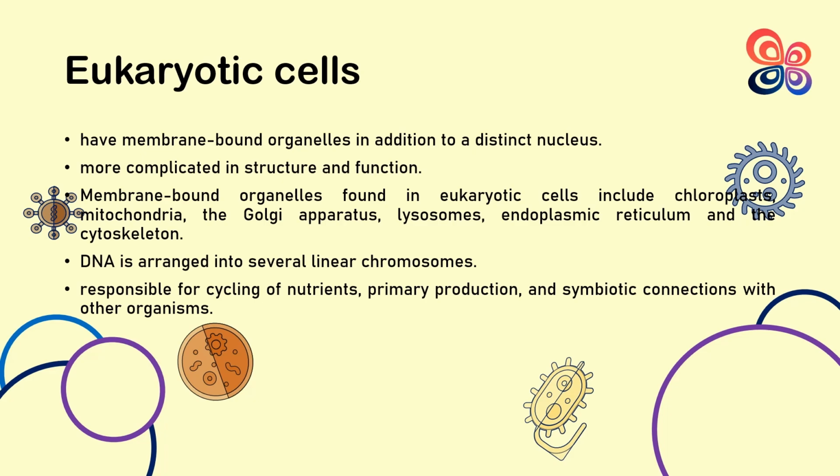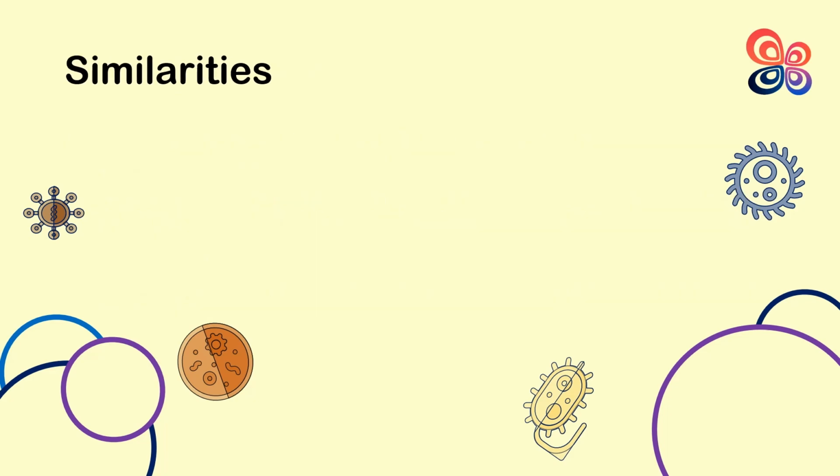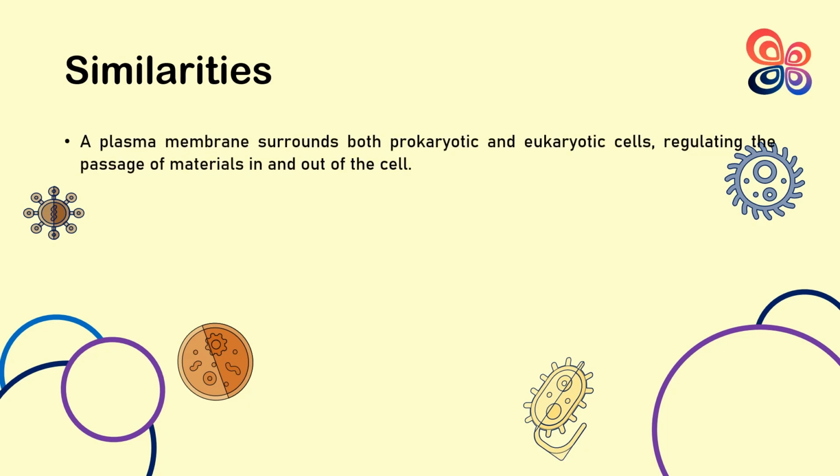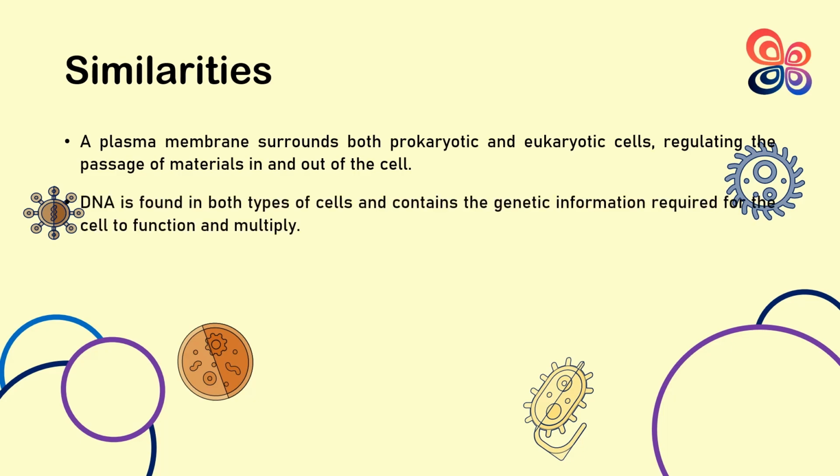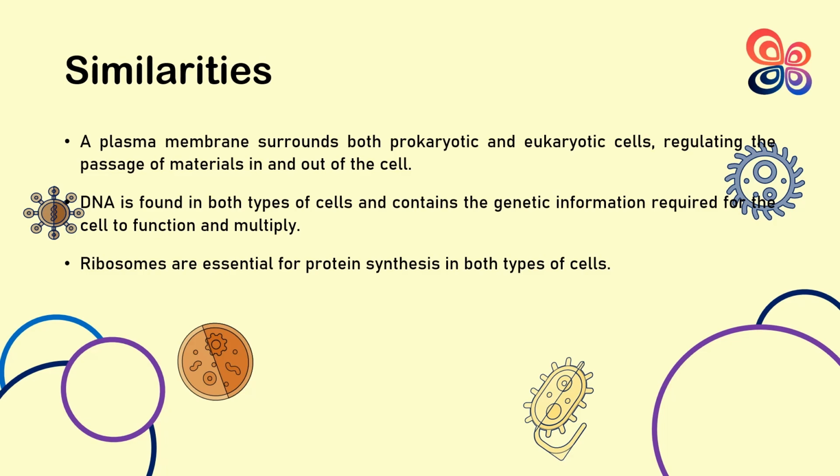The following are some of the main parallels and discrepancies between the two. First, let's go to the similarities for both. A plasma membrane surrounds both prokaryotic and eukaryotic cells, regulating the passage of materials in and out of the cell. DNA is found in both types of cells and contains the genetic information required for the cell to function and multiply. Ribosomes are essential for protein synthesis in both types of cells.